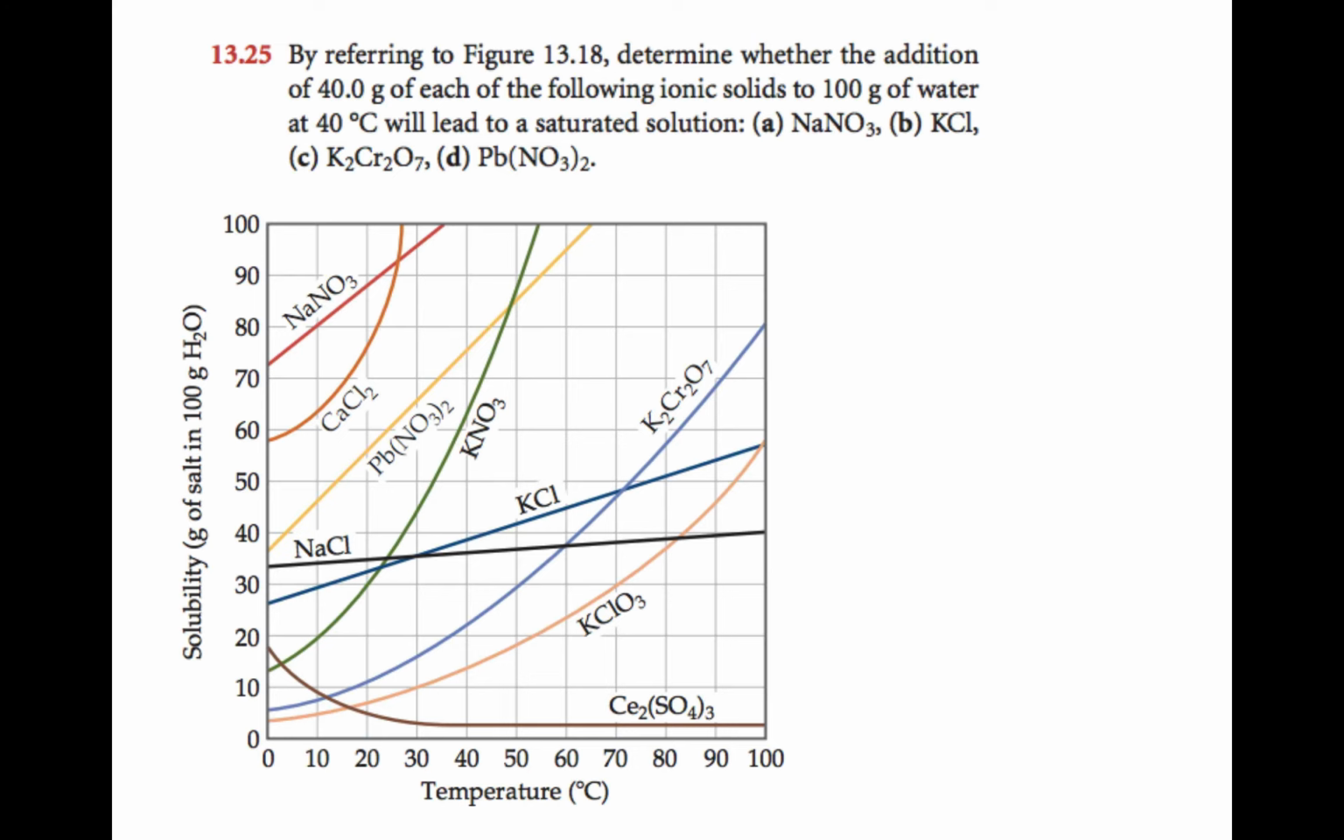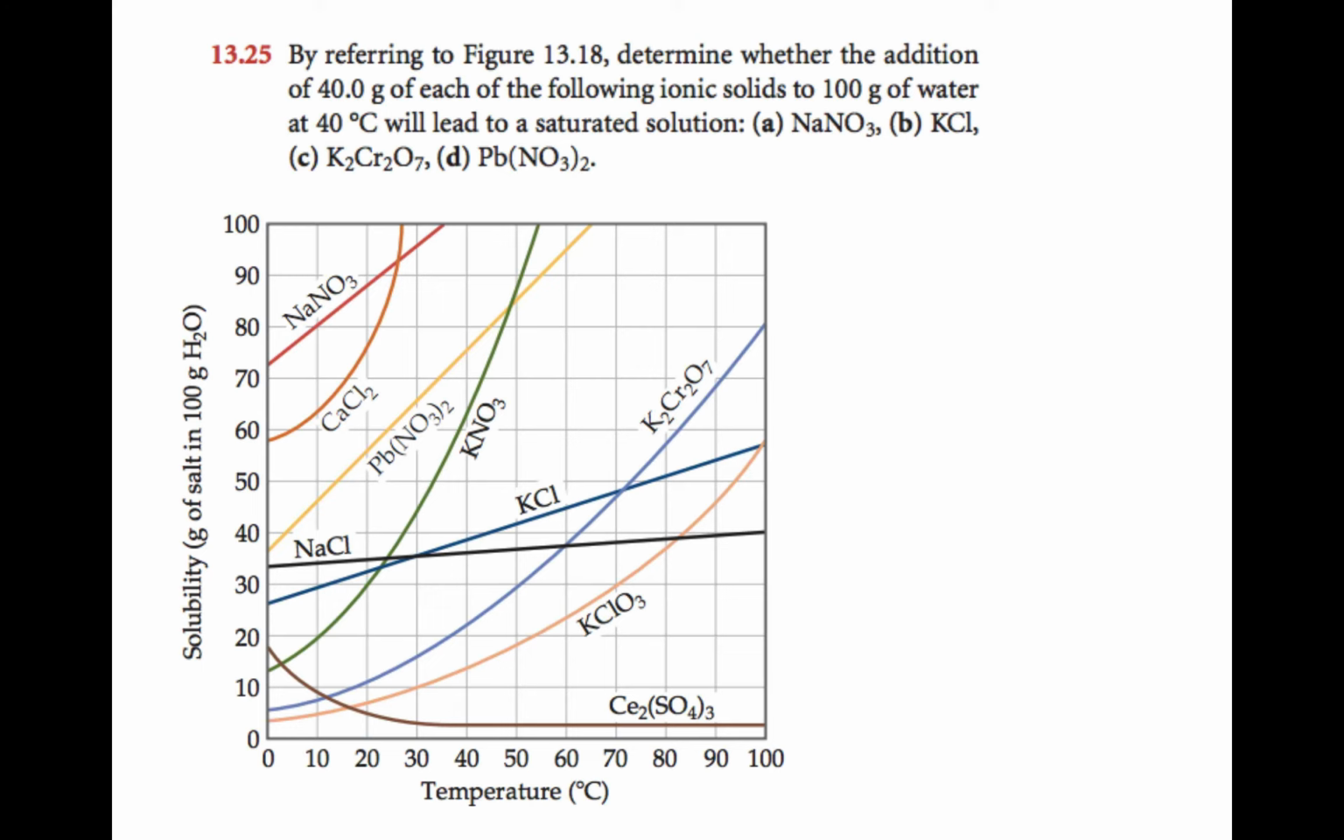(25) By referring to figure 13.8, determine whether the addition of 40 grams of each of the following ionic solids to 100 grams of water at 40 degrees Celsius will lead to a saturated solution. A saturated solution is one where you can't put any more of the solute in the solvent. And that's what it means. It means you can't put any more in.